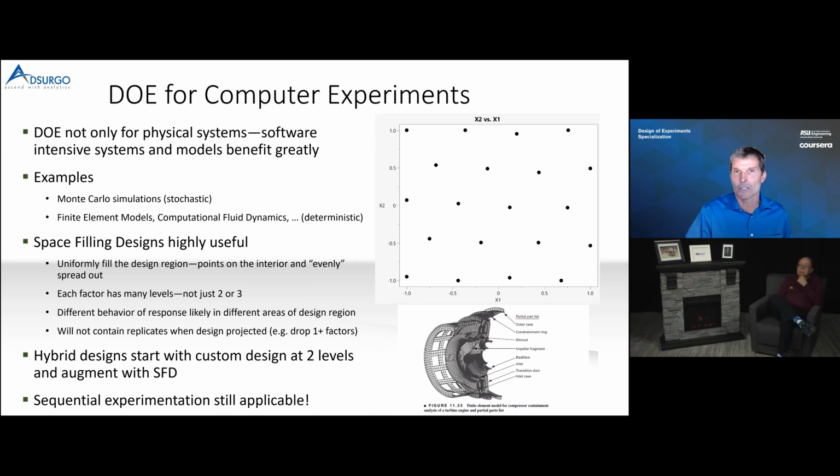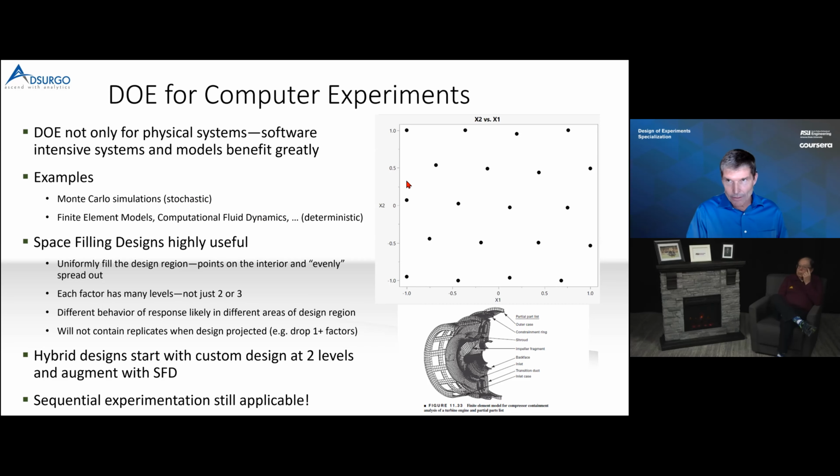A lot of engineers and physicists are using these models: finite element models, computational fluid dynamics. They are characterized by very complex surfaces, but there is no random component in them. So the exact same inputs are going to lead you to the same output, and that's something that we can actually exploit. There's no noise, so life is good.